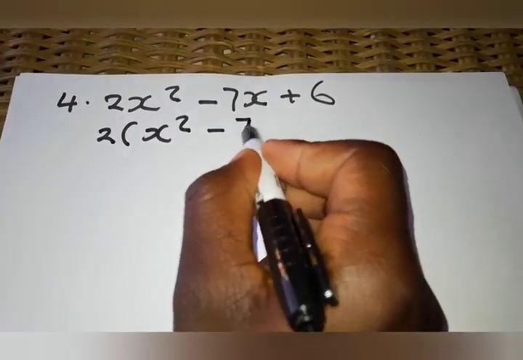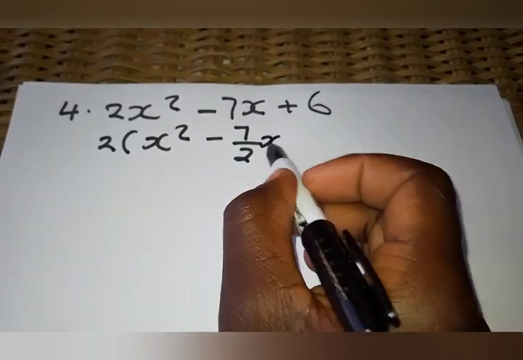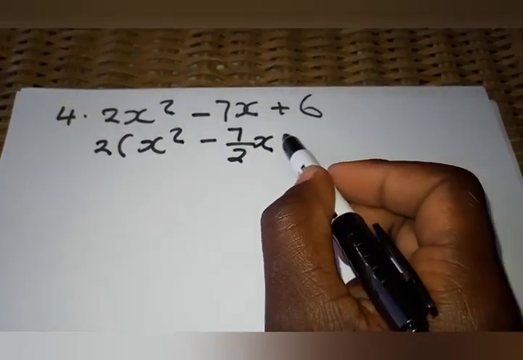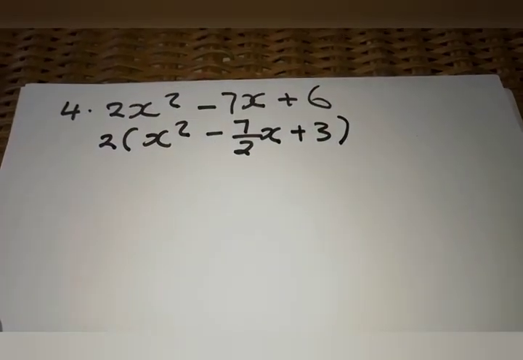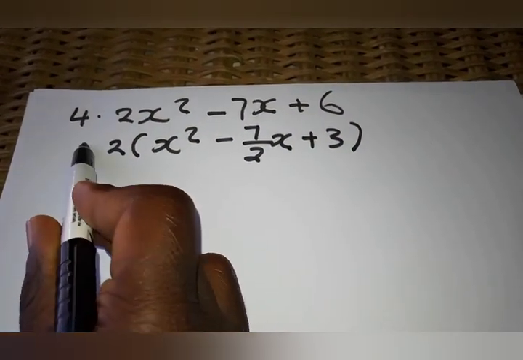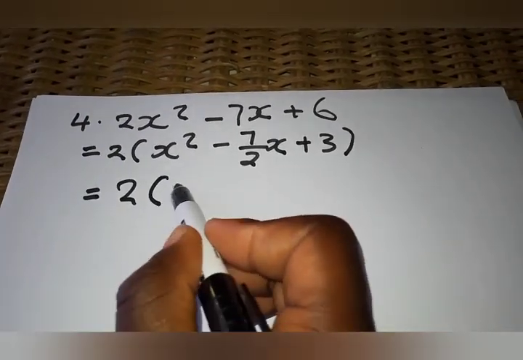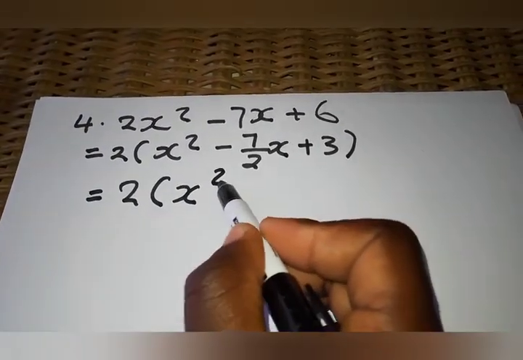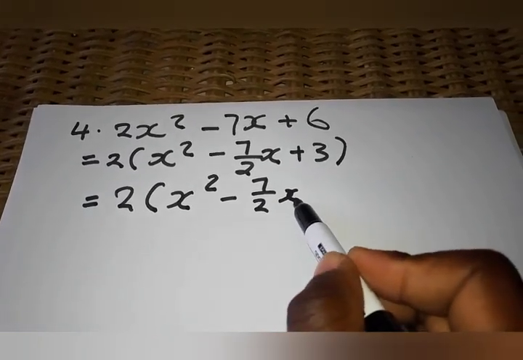So we divide 7 by 2, get minus 7 over 2x. So that is the coefficient of x which we are dealing with. Now we divide 6 by 2, we'll get positive 3. Then we close the bracket. All the time, take the coefficient outside and you divide everything by it. Now x squared minus the coefficient of x, which is 7 over 2x.